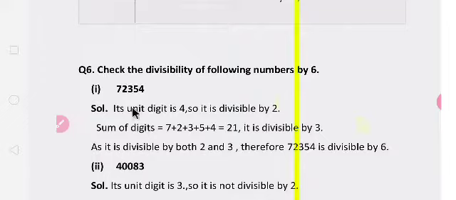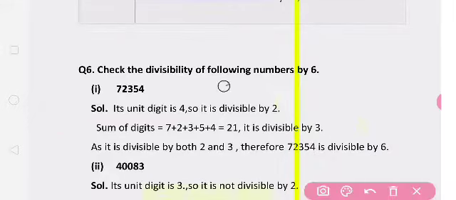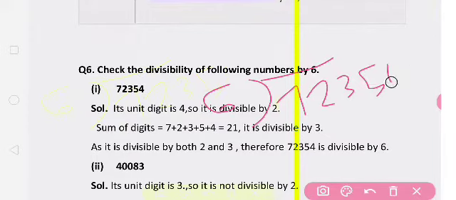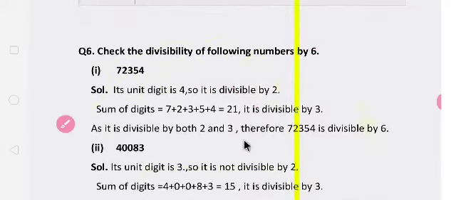Now we have to check whether it is divisible by 3 or not. So first we will find the sum of digits. Sum of digits means 7 plus 2 plus 3 plus 5 plus 4, which is equal to 21, and we know that 21 is divisible by 3. So you can see that the given number is divisible by both 2 and 3. Therefore 72,354 is divisible by 6. Without actually dividing by 6 directly, we first check whether it is divisible by both 2 and 3, so we can say that it is divisible by 6.